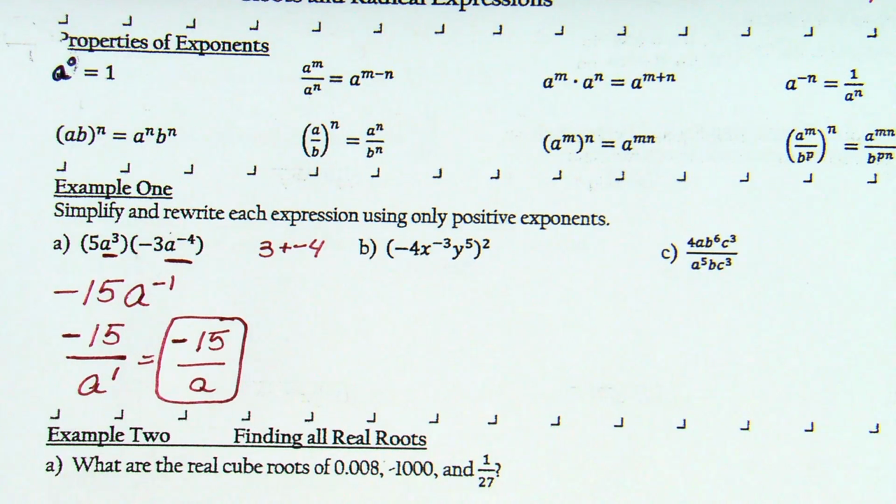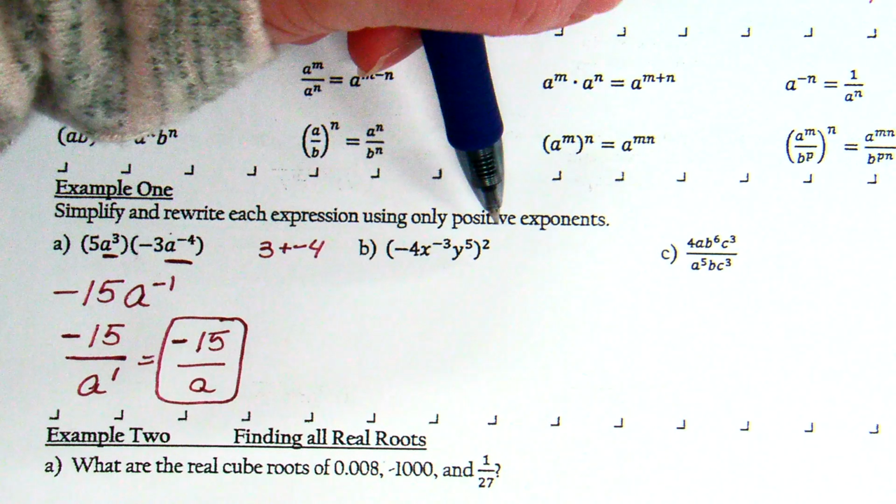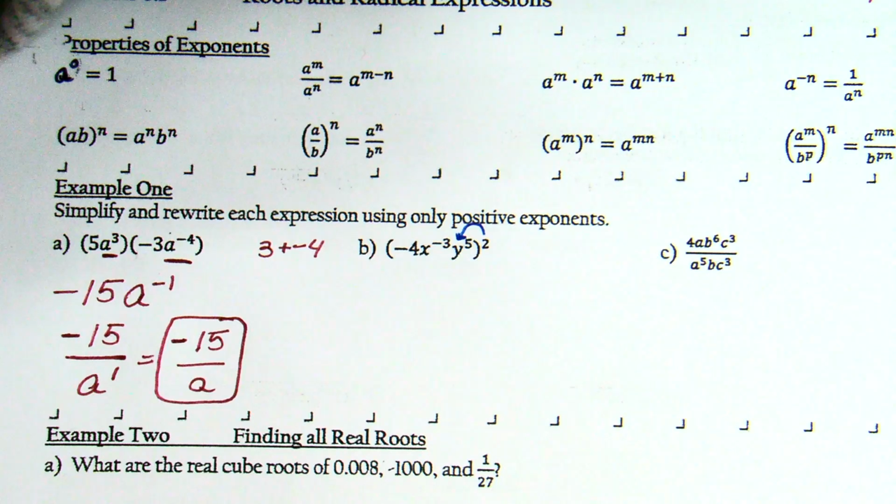Okay, let's try B. Negative 4, x to the negative third, y to the fifth, raised to the second. Okay, that 2 that is outside the parentheses has to go with, we have to square what's in the parentheses, right? These pieces are all being multiplied. So that means that 2 goes with everything. If I start at the end, it's going to go with the y to the fifth. It's also going to go with the x to the negative third. And what else is it going to go with?